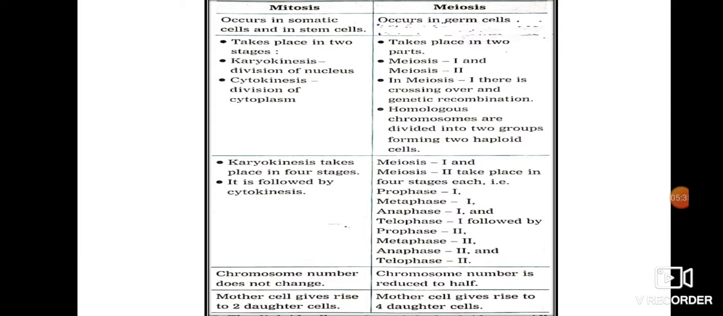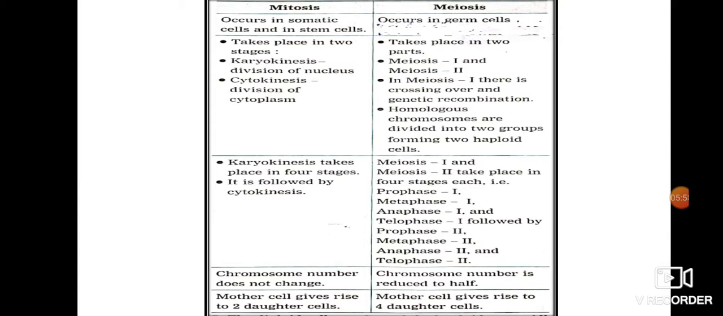Now, the main difference between mitosis and meiosis is, in mitosis, the chromosome number does not change. For example, you have a diploid cell. Diploid means 2n. 2n undergoes mitosis and results in 2 daughter cells, 2 again diploid daughter cells. So 2n undergoes division to form 2n and 2n.